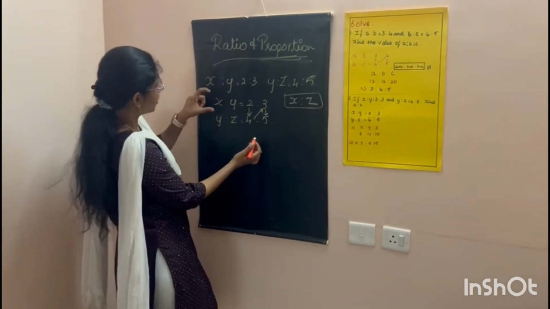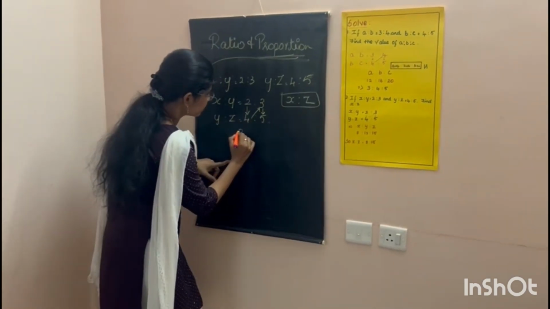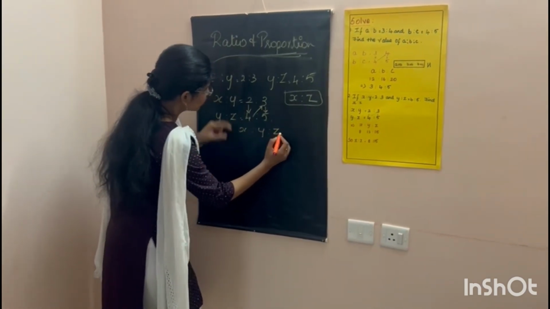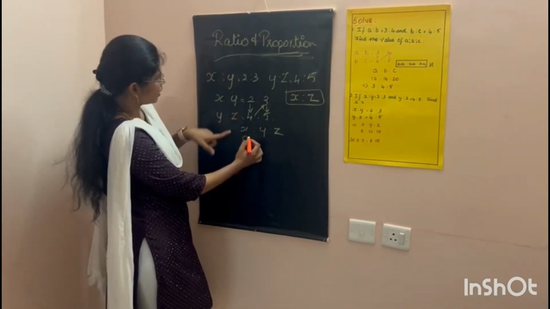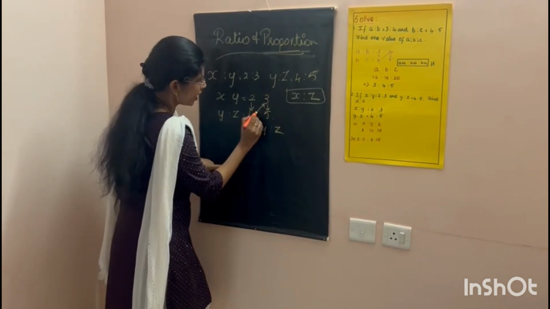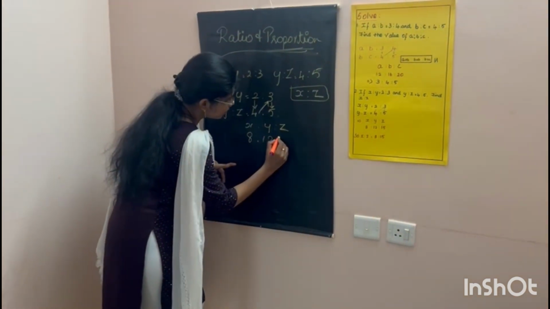So first of all, to find the value of x, we have to multiply 2 into 4. That is 8. Then we have to find the value of y. We have to multiply, and the arrow should go like this. That is 4 into 3, which is 12.